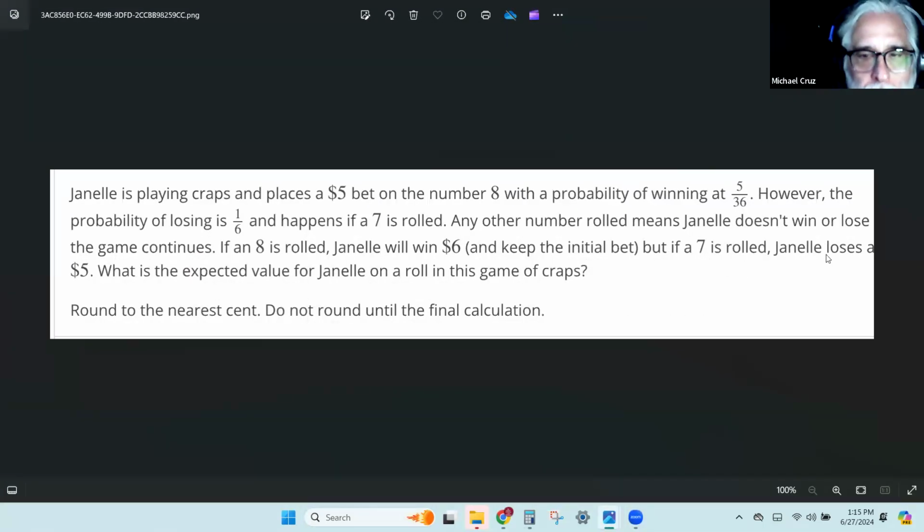All right. Janelle is playing craps and places a $5 bet on the number 8 with a probability of winning of 5 over 36. However, the probability of losing is 1/6, and it happens if a 7 is rolled. Any other number rolled means Janelle doesn't win or lose, so nothing. If an 8 is rolled, Janelle will win $6 and keep the initial bet. But if a 7 is rolled, Janelle loses $5.